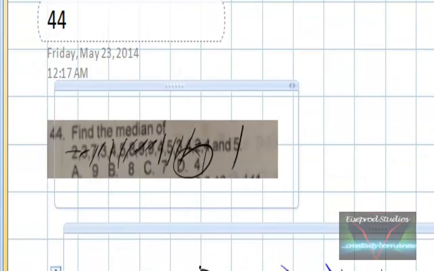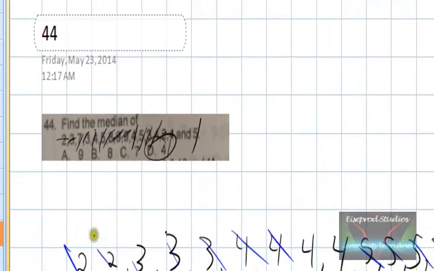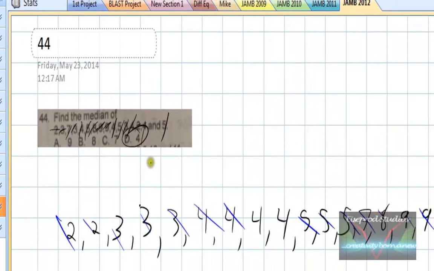Question 44 wants us to find the median of this set of data. And so, the first thing that you need to do when you're given a string of numbers and you're asked to find the median is order them from least to greatest. So, I went off and I crossed off every number as I wrote it down so that I wouldn't rewrite numbers or get confused. So, the final string of numbers is going to look like this once it's all ordered.